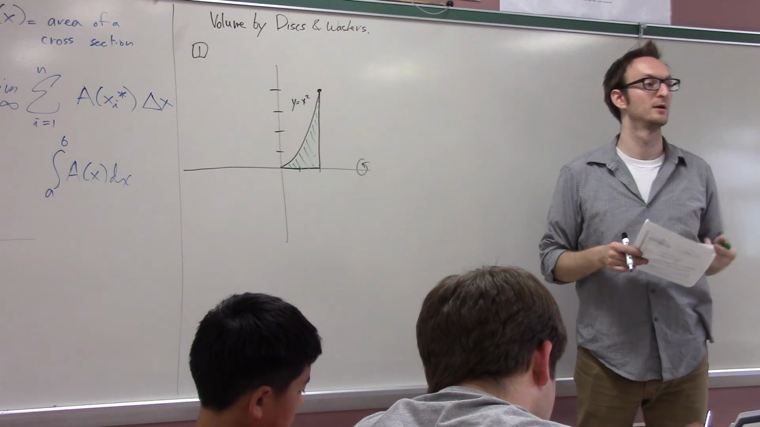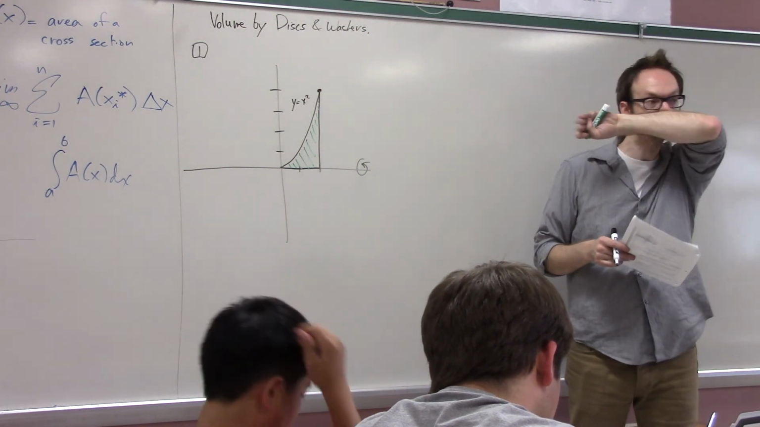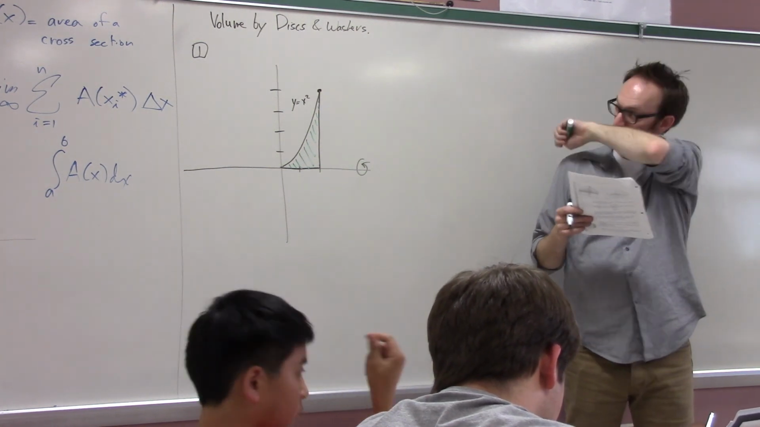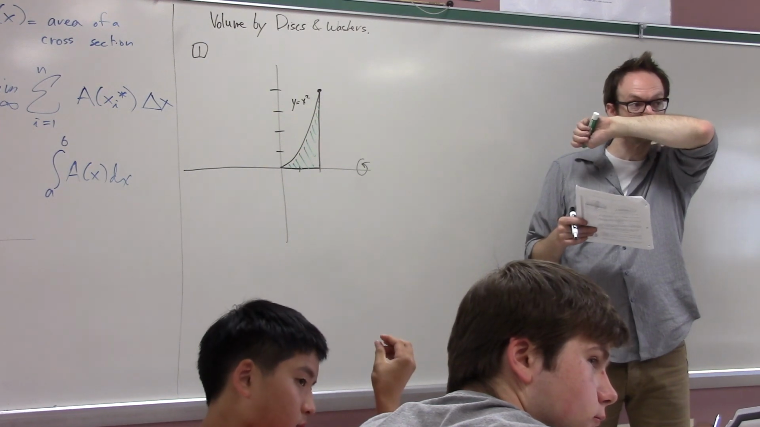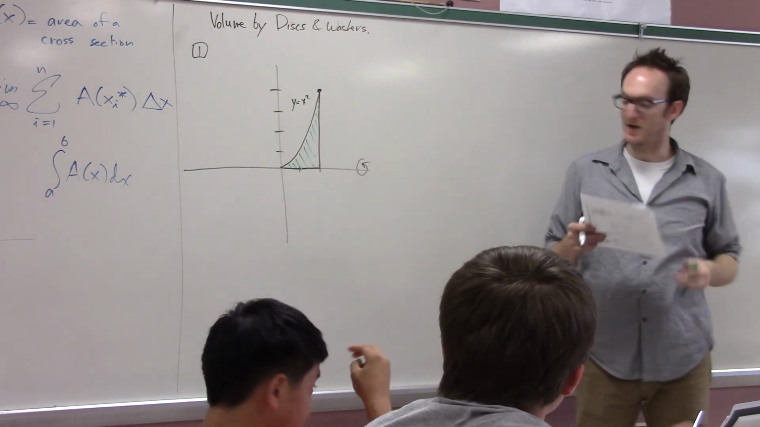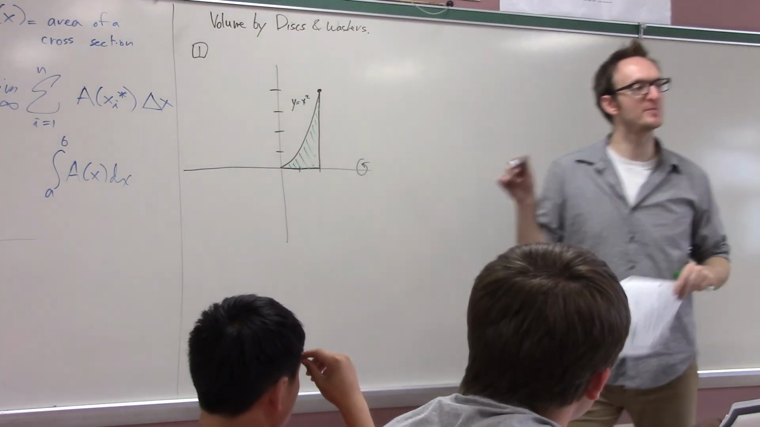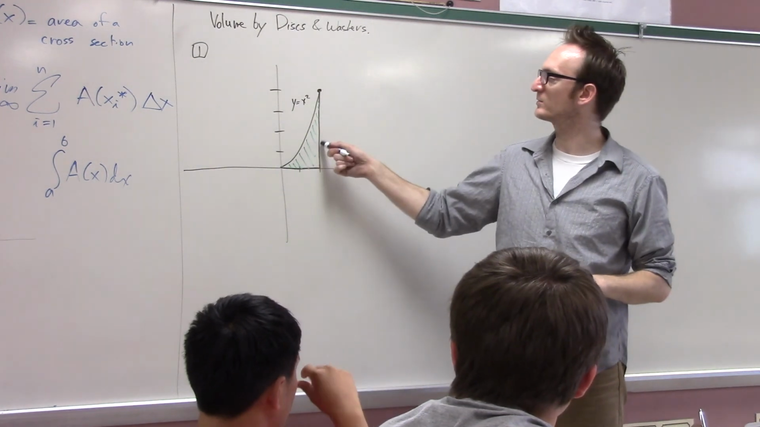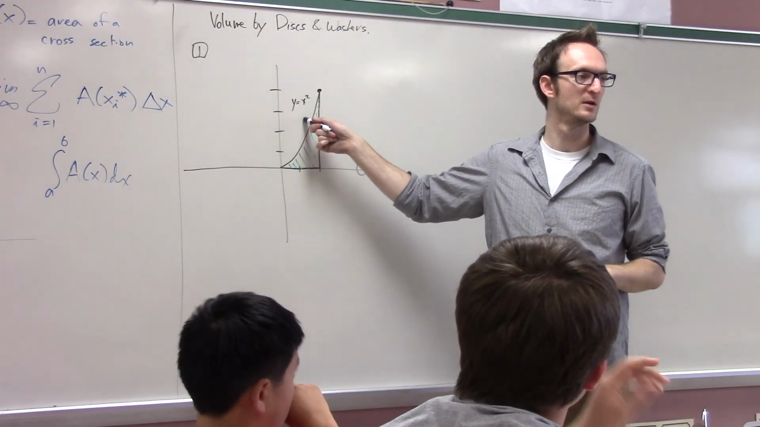Yes? I have a question. It's bounded by x equals 2, right? So why doesn't it go that way? Because it's the region enclosed by y equals 0, x equals 2, and y equals x squared.